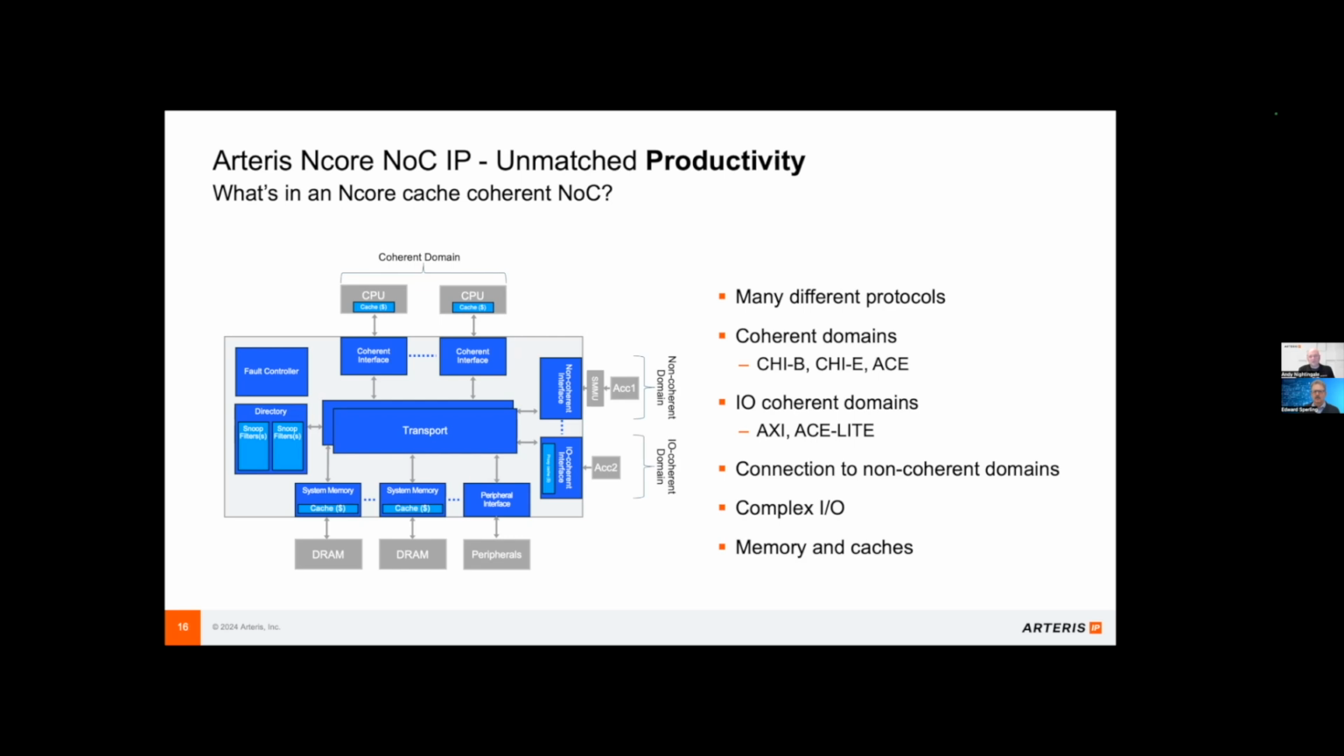So these talk protocols such as CHI-B, CHI-E, and ACE. In terms of the I/O coherent domains, these talk AXI or ACE-Lite. So really what we need is the ability to support I/O coherent and also a connection to the non-coherent domains in the system. So we talked about the non-coherent NoC earlier. This really is the entry point, if you like, into the coherent domain and the management of that shared data. There's a lot of complex I/O that goes through the NoC as well. That needs to be handled.